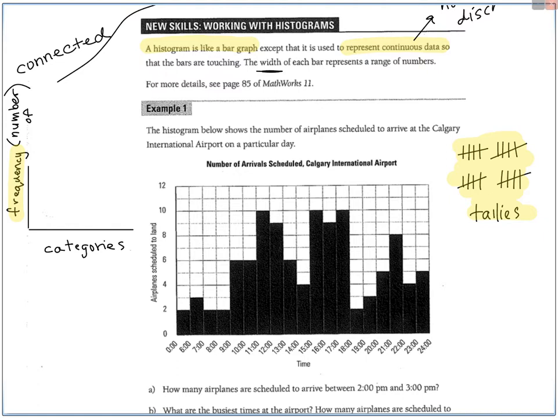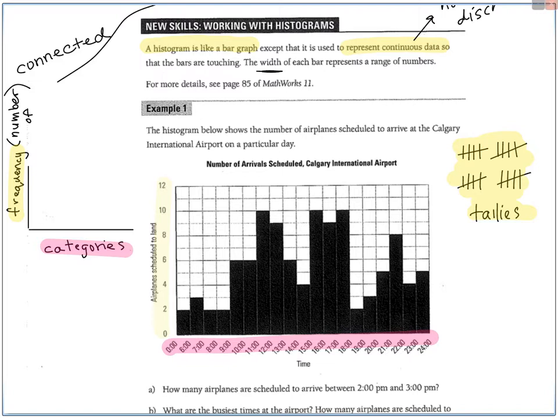Okay, so a frequency chart is a histogram. A histogram is a frequency chart. We're looking at the number of arrivals for Calgary's airport. On the bottom are categories. These are all the different times that the planes are scheduled to leave or arrive. I'm going to highlight that for you. You can see the categories are all the different times. And then the number of goes up on the y-axis.